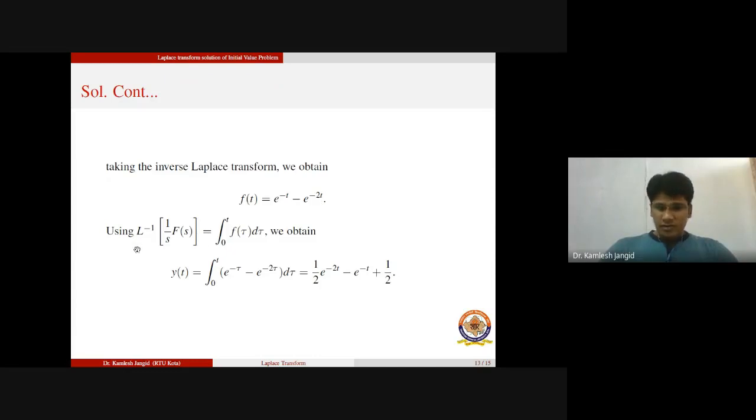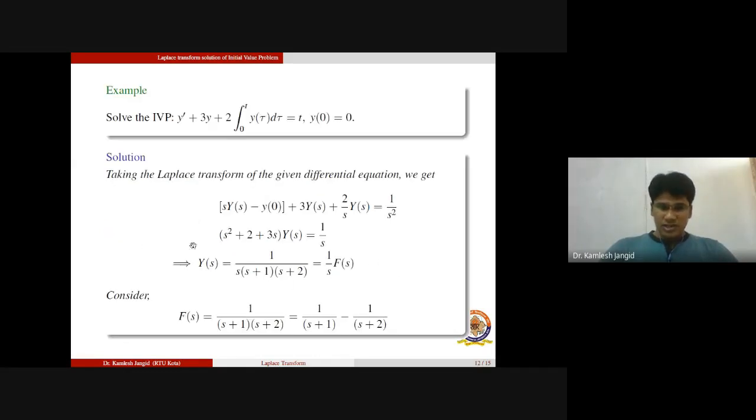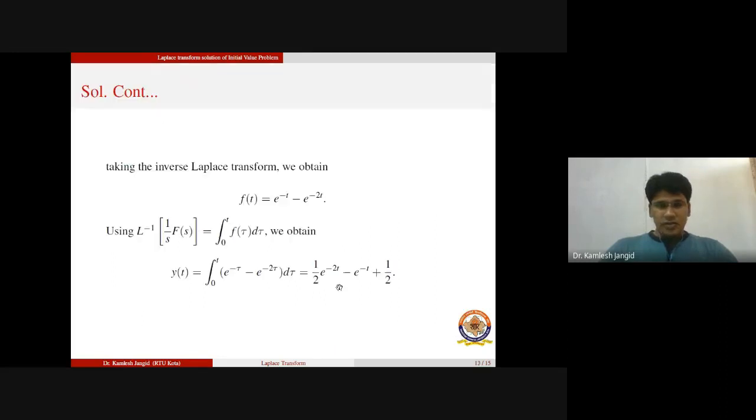So therefore the inverse Laplace transform of this relation is given by the integral from 0 to t of f(tau) d tau, and f(t) is given by this relation. So this is the integral from 0 to t of (e to the power minus tau minus e to the power minus 2 tau) with respect to tau. And if we simplify this integral term, then we get 1 upon 2 times e to the power minus 2t, minus e to the power minus t, plus 1 upon 2.